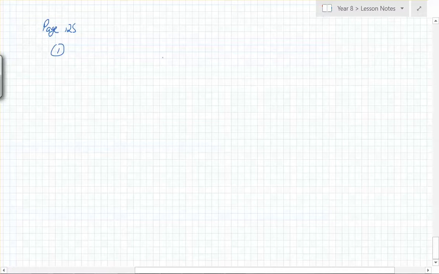Okay, so inverse proportion, question 1. Okay, so page 125. We'll do question 1 together, 3 parts. So, how long does it take to complete a journey of 300 miles travelling 60 miles per hour?